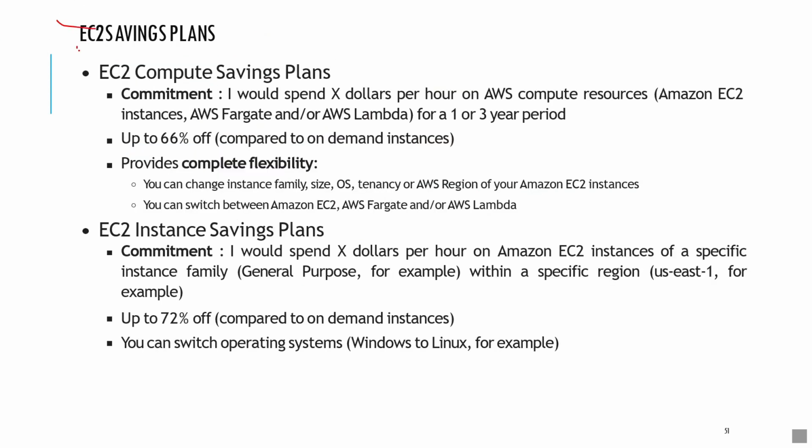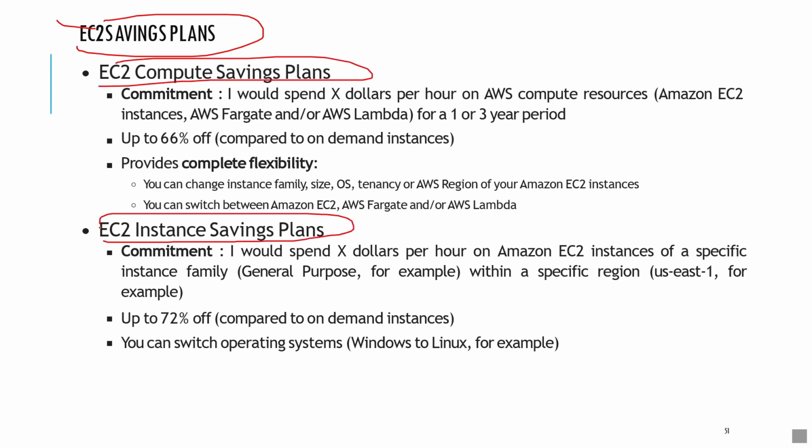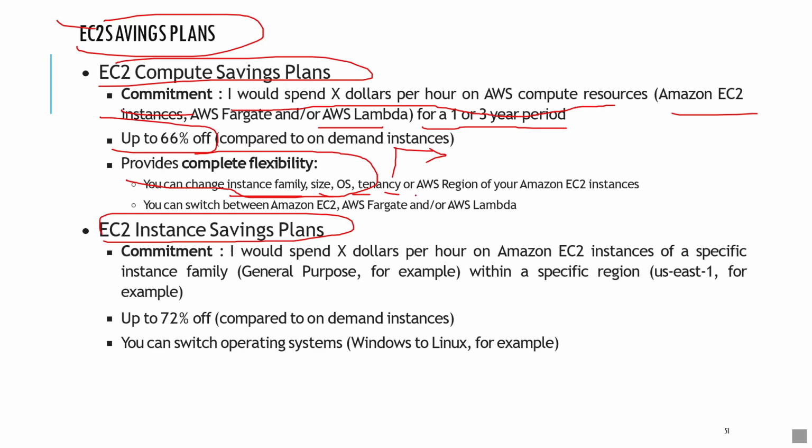When it comes to savings plan, there are two types: the EC2 compute savings plan and the EC2 instance savings plan. In EC2 compute savings plan, suppose I spend X dollars per hour on AWS compute resources like EC2, Fargate or Lambda for a 1 or 3 year period, we may get around 66% off. What are the benefits in EC2 compute savings plan? We can change the instance family, size, OS, tenancy, shared or dedicated host tenancy as we discussed in the previous videos, or also we can change the AWS region of our instance.